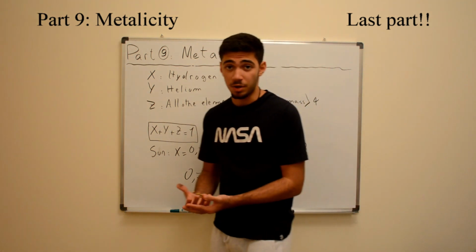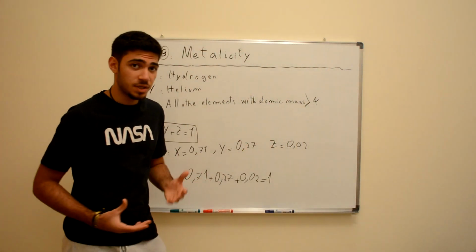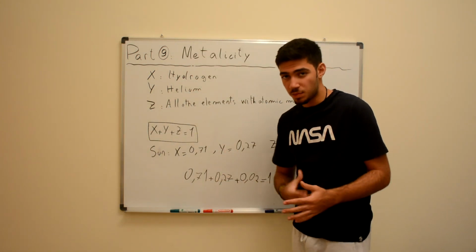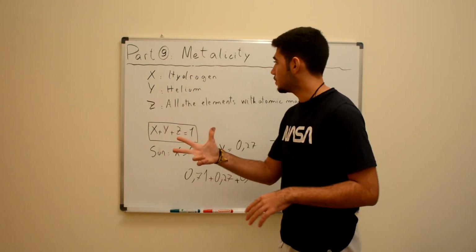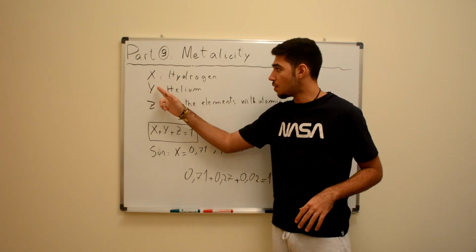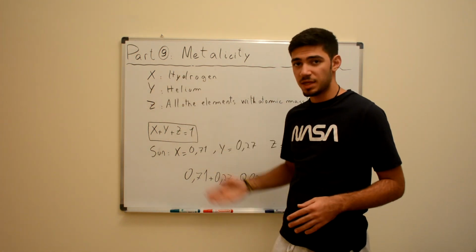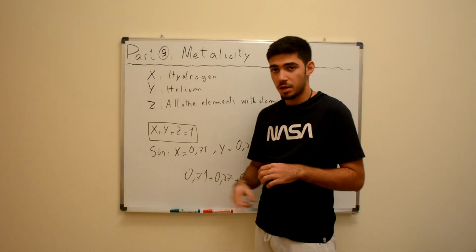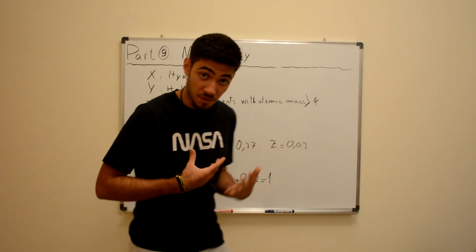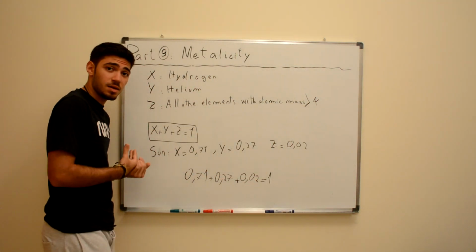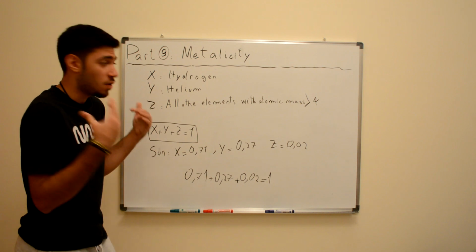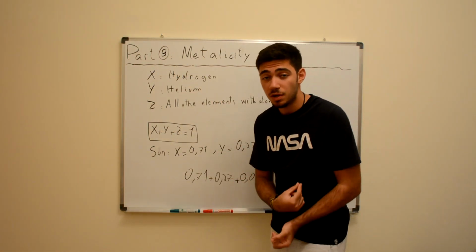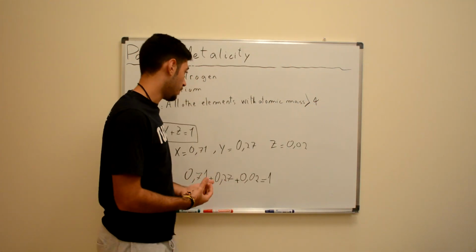This is the final part, metallicity. In other words, here we're trying to find the chemical composition of a star. The chemical composition of a star is represented by 3 letters: X, Y, and Z. X represents the fractional percentage of hydrogen in the star, Y the fractional percentage of helium in the star, and finally Z the fractional percentage of all the other elements in the star other than hydrogen and helium that have an atomic mass larger than 4.